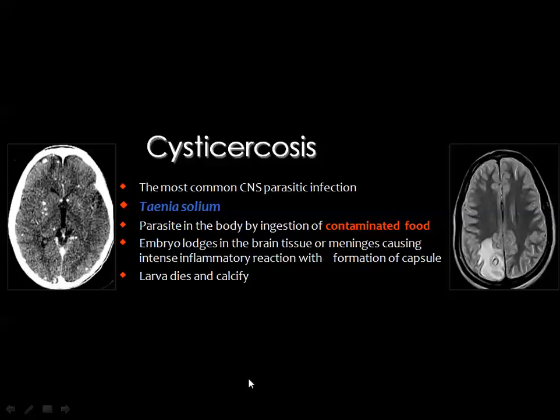Then we came to one of the known parasitic infections of the brain parenchyma, which is cysticercosis. Cysticercosis is considered one of the common intracranial parasitic infections caused by Taenia solium. The parasite reaches the body by ingestion of contaminated food, and it reaches the brain parenchyma and lodges in the brain tissue or in the meninges, causing intense inflammatory reaction.